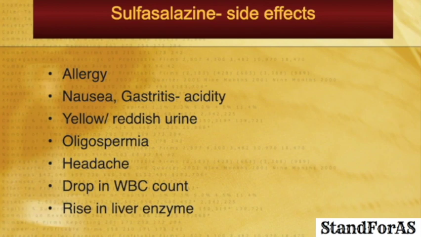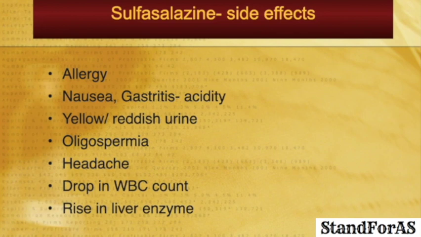Thirdly, something that many of you who are taking sulfasalazine must have observed, the urine turns yellow or reddish on taking sulfasalazine. This is not a side effect of the medicine per se, but it is just discoloration of the urine because sulfasalazine gets converted into a compound in the body which is colored, which gets passed through the urine.